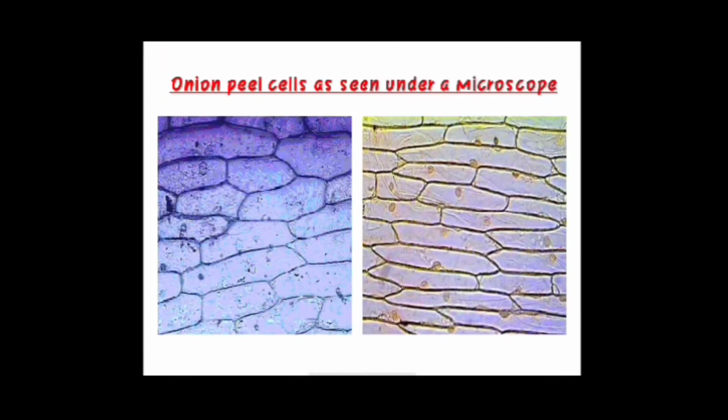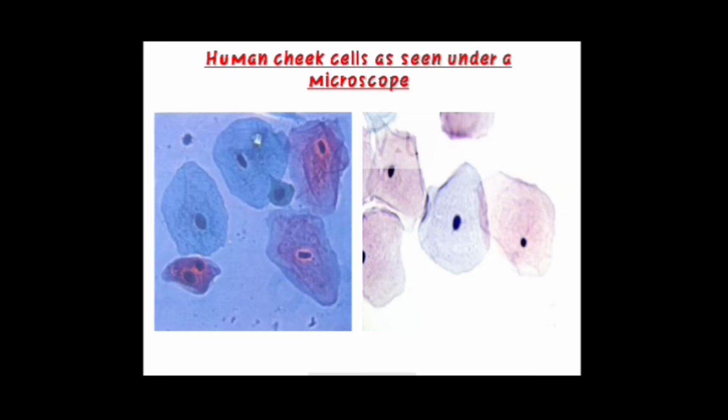Now, over here you can see the onion peel cells as seen under the microscope. And then here are the human cheek cells. Onion peel cells are plant cells, whereas human cheek cells are animal cells.